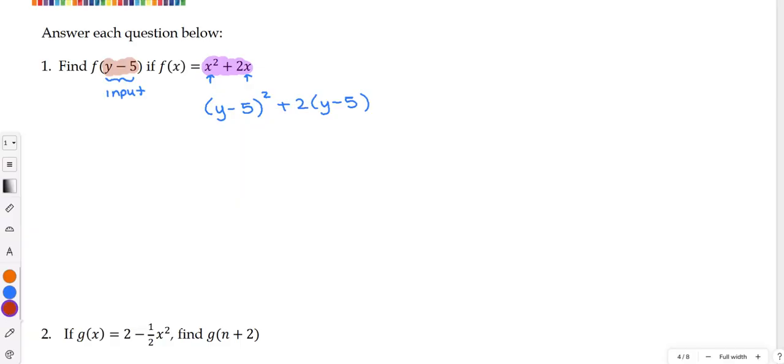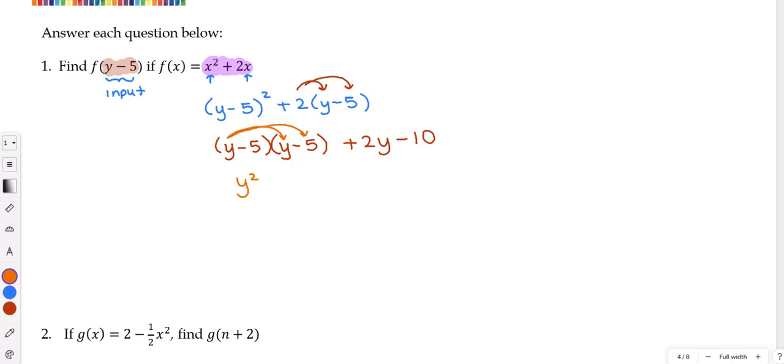I'm going to expand first because that's what PEMDAS tells us to do. That exponent says write that thing double time. I'm going to show my distribution with the 2. Why not? Distribute the 2 as well. I'm going to keep distributing. So we got y squared times y squared. Y times y squared. Y times negative 5, negative 5y. I'm showing a lot more work than I normally would. Distribute, negative 5 times negative 5, positive 25. I'll drop down this 2y minus 10.